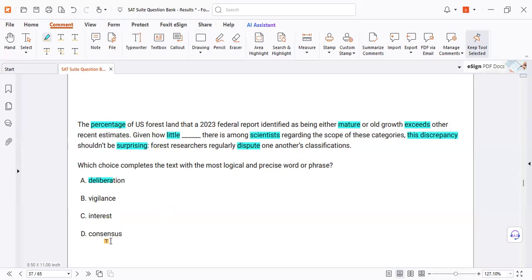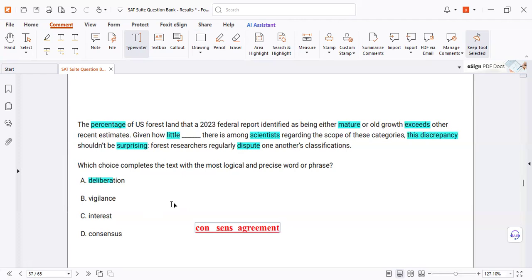Now again, consensus. Consensus is the best answer. Why? As I told you, something happened between two sets of two people. Sense, like that, means agreement. You know it? So consensus is a noun. Consensus means agreement between people. And here he said dispute, but that means there is little agreement. That's why they dispute. So letter D is the best answer. Imagine it. So it's letter D. It's the best one.